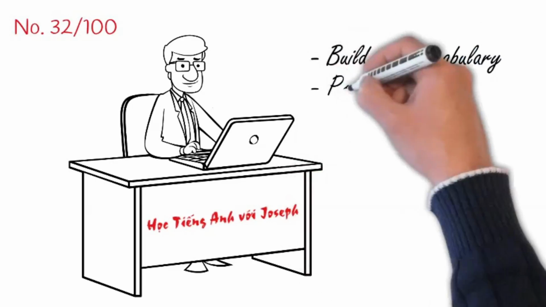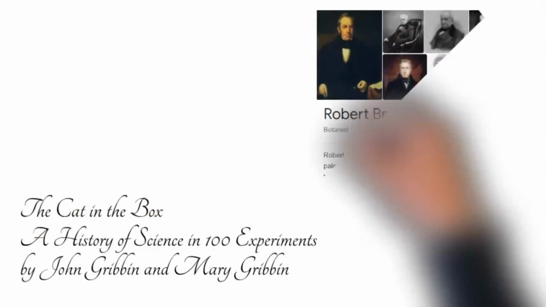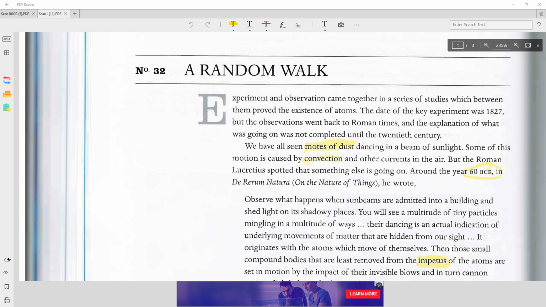Continue with The Cat in the Box today, story number 32, and it concerns what is called Brownian motion. A random walk. Experiment and observation came together in a series of studies which between them proved the existence of atoms. The date of the key experiment was 1827, but the observations went back to Roman times and the explanation of what was going on was not completed until the 20th century.